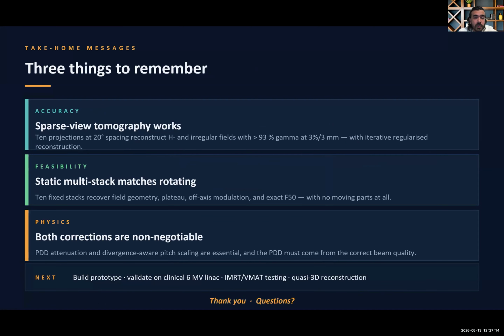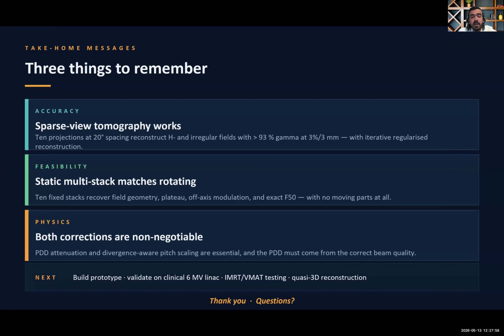So, three things to wrap up this presentation. Three messages. First, sparse-view tomography really does work for 2D dose reconstruction. With just 10 projections, we get over 93% gamma agreement on a non-trivial H field and a complex irregular field. Second, and most importantly, a fully static multi-stack detector can match what a rotating system gives you. We get the same F50, comparable ME and RMSE, and all the structural features with no moving parts. Third, the corrections matter. PDD-based attenuation correction and divergence-aware pitch scaling are non-optional refinements. Skipping either one breaks the reconstruction, and the PDD has to come from the actual beam quality.